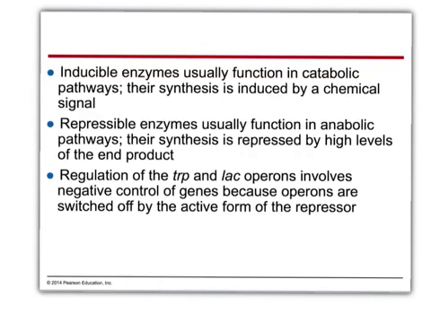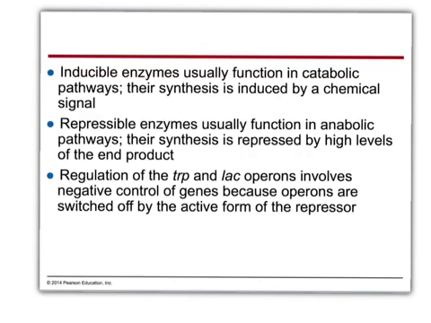Okay? Regulation of TRP and LAC operons involves negative control of genes because operons are switched off by the active form of the repressor. All right? So for the most part, in bacteria, we talk about two types of regulation. Negative gene regulation, where things are turned off, or positive gene regulation, where things are turned on.